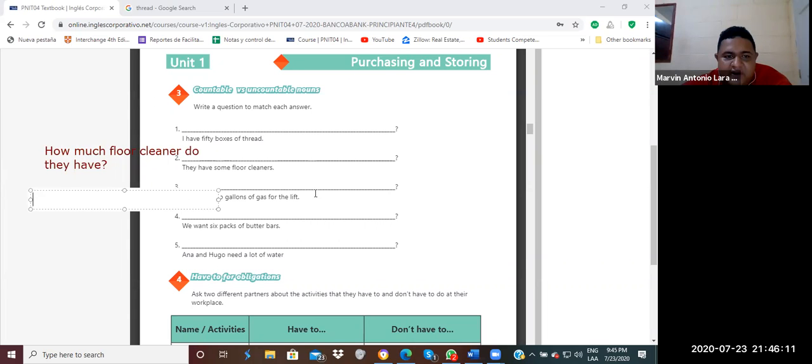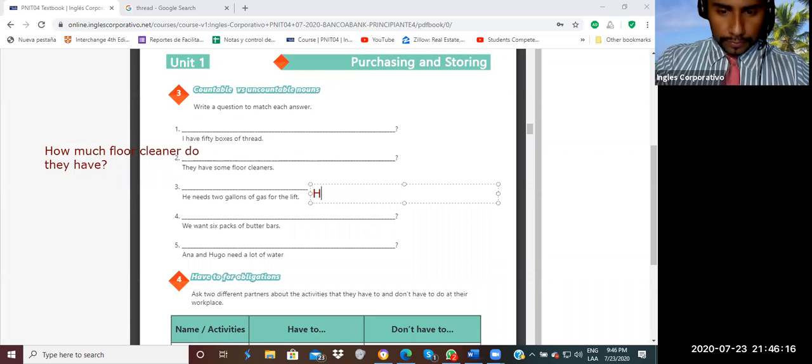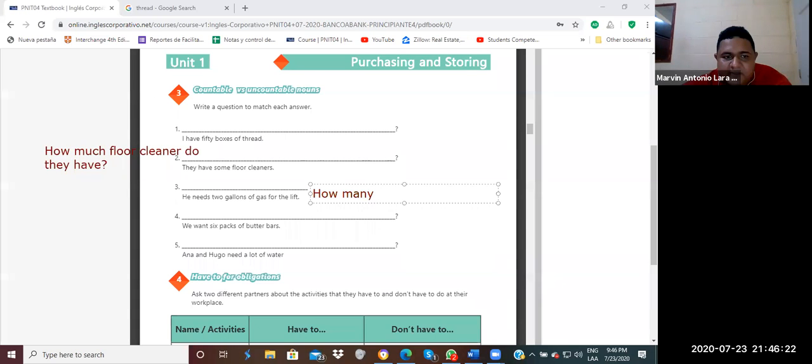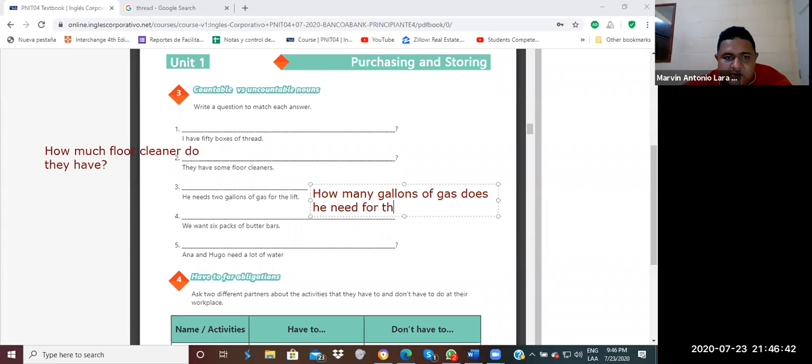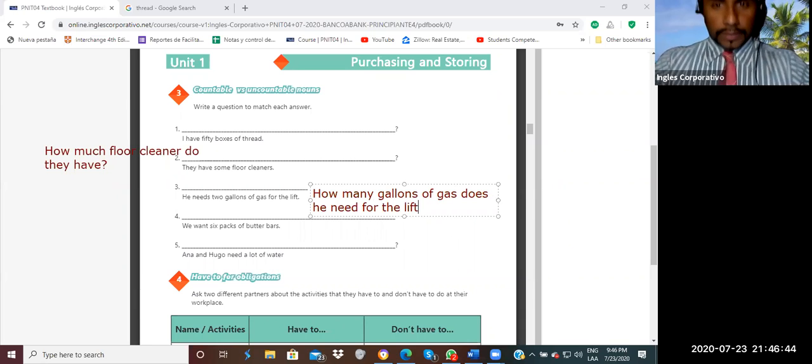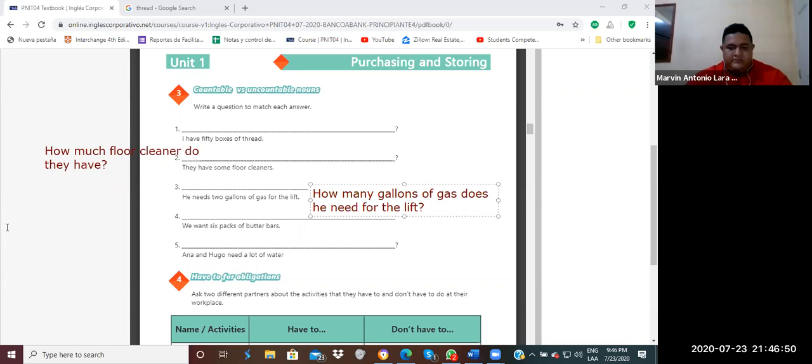How many gallons of gas does he need for the lift? Okay, thank you. Let me have somebody volunteer number four.